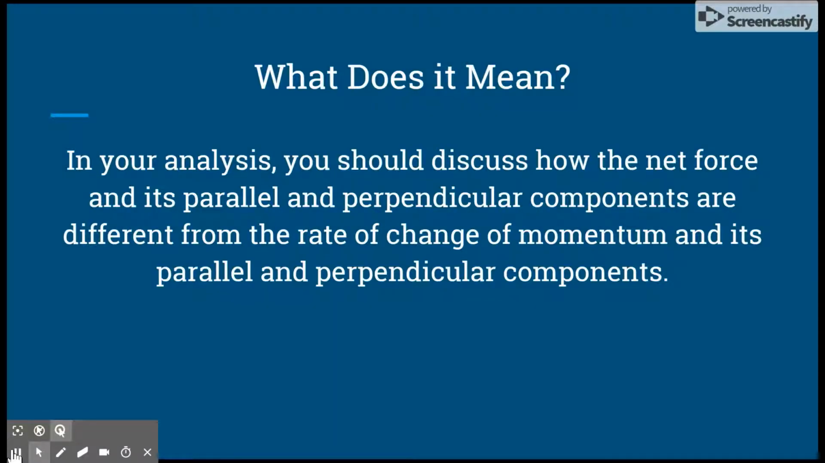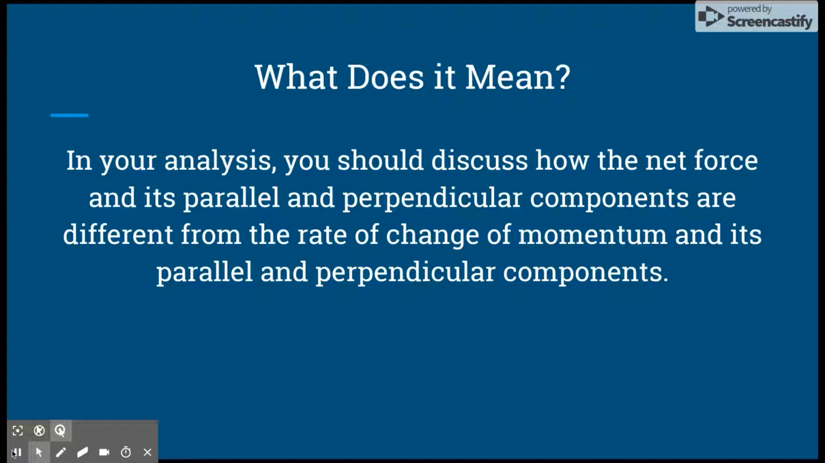So for the what does it mean question, it is basically asking if or how the net force and its parallel and perpendicular components are different from the rate of change of momentum in its parallel and perpendicular components. From my discussion of the fundamental principles, it was already stated that the rate of change of momentum is equal to the net force acting on the star based on the momentum principle.